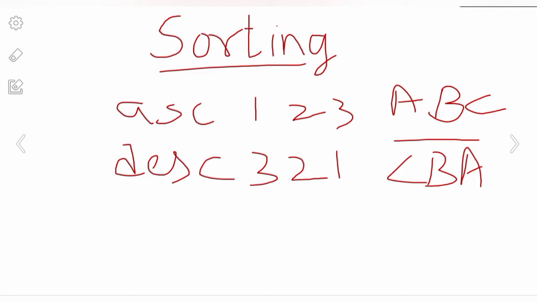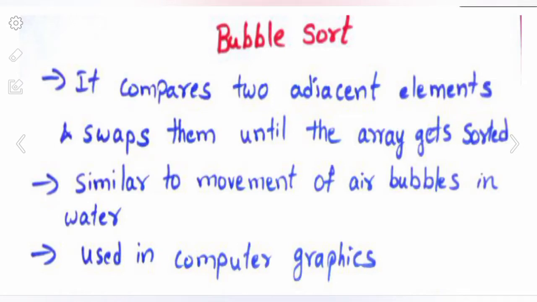In this video we are going to learn about a sorting technique called bubble sort. There are multiple sorting techniques: bubble sort, insertion sort, selection sort, shell sort, quick sort, heap sort, and tree sort. These are the different types of sorting techniques. First of all, we will see what is meant by bubble sort. This is the simplest and easiest sorting technique.